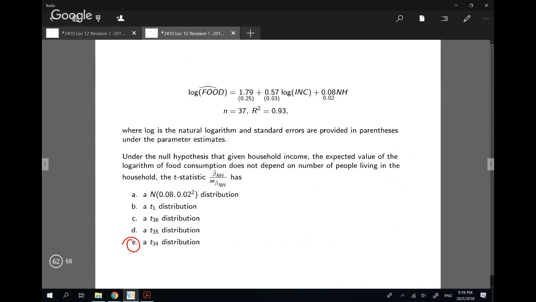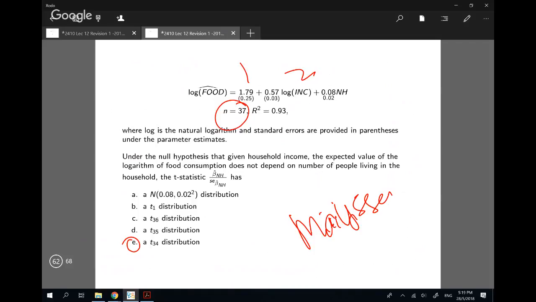T34. So degrees of freedom, 34. Basically you have to choose the degrees of freedom here. So it's not 36, not 35, it's 34. So n is 37, so n minus k minus 1, where k is 2, and 1 for the intercept. So 37 minus 3 is 34. Are you confident? Yes. Okay, so it's E. There you go.